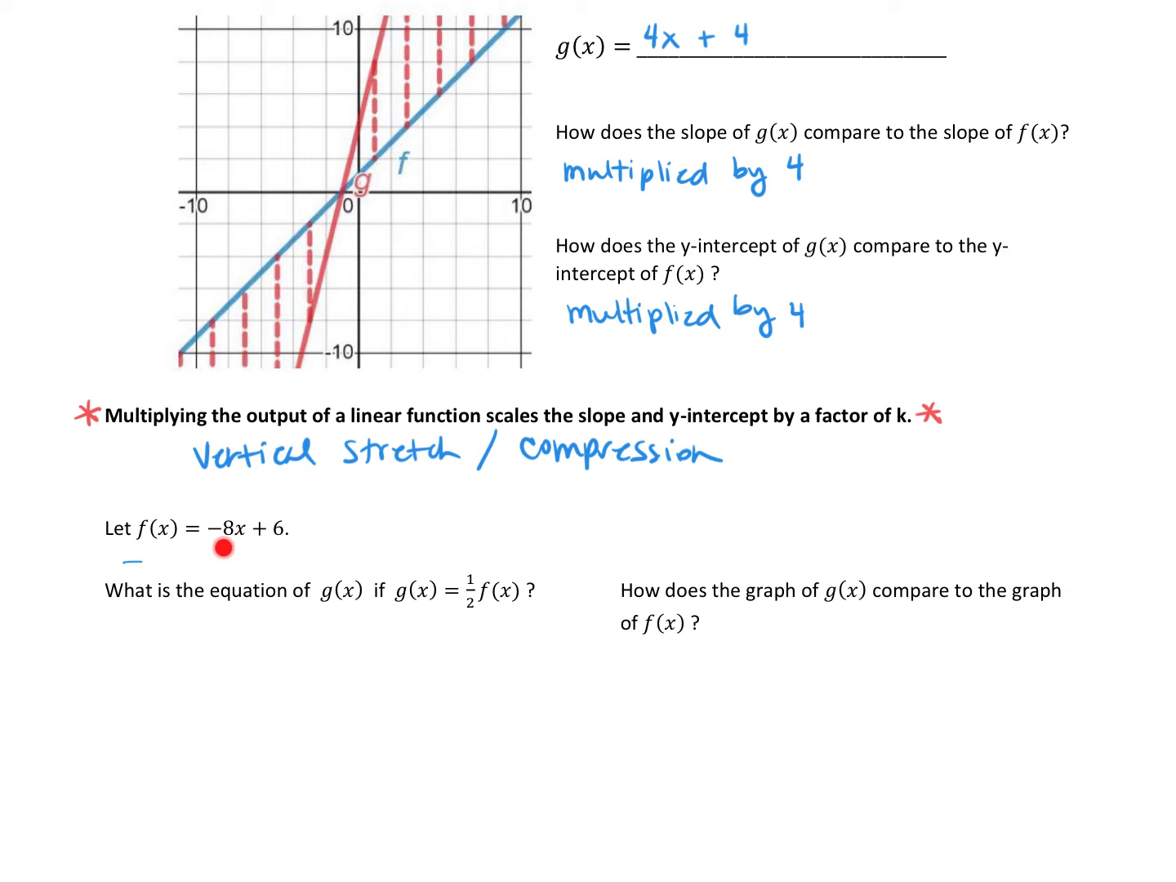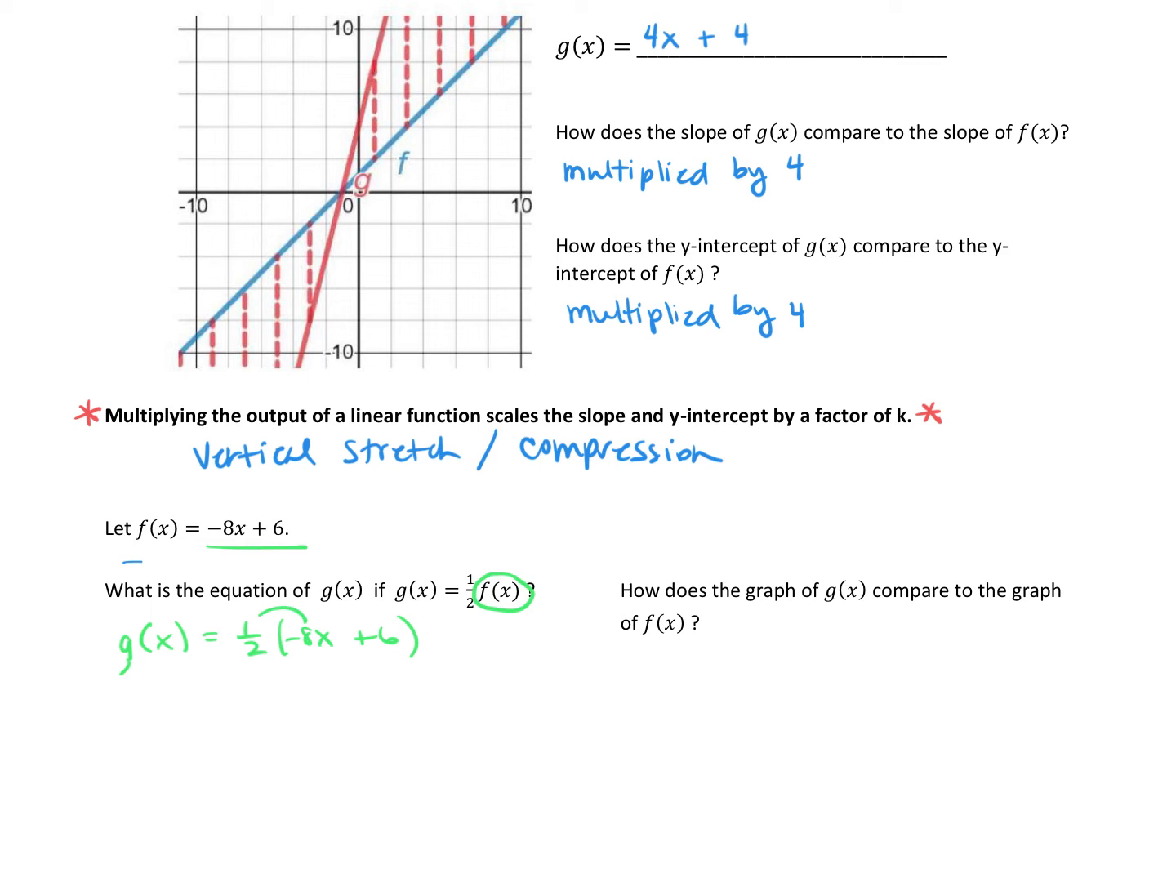We have f of x equals negative 8x plus 6. What is the equation of g of x if g of x equals 1/2 times the function f of x? So here we are multiplying the output, f of x is the output of the linear function, by a 1/2. So I already know it's going to multiply the slope and the y-intercept by a 1/2, but we can go ahead and do that math. Let's see, g of x equals 1/2 times the entire f of x function, which is this negative 8x plus 6.